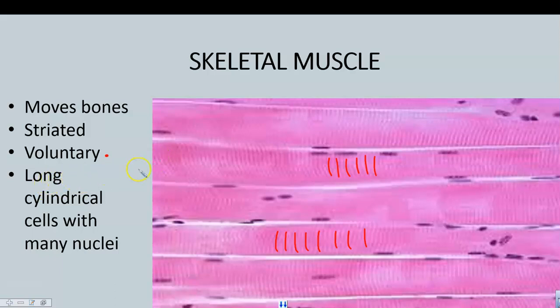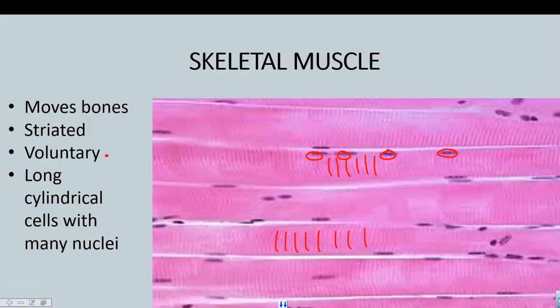We draw cells as circles, but skeletal muscle cells are actually very long, tube-like, cylindrical, and they have many nuclei. There's lots of nuclei per muscle cell. We normally think of a cell as having just one nucleus, but nuclei is just the plural for nucleus. So skeletal muscle has a bunch of nuclei. That's a difference between them. So they're long, cylindrical, striated, and voluntary, you control them.